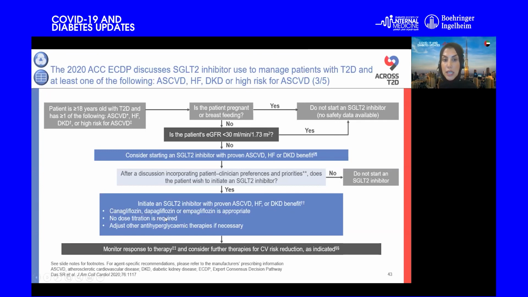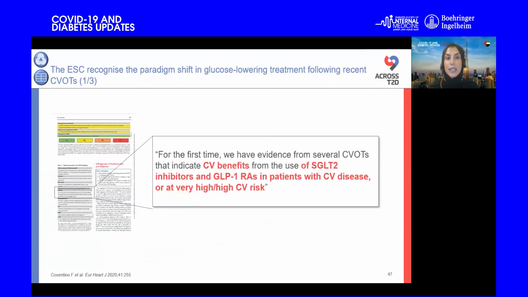No dose titration is required, and in case any further adjustment of the A1C is needed, adjust other anti-hyperglycemic therapy. When it comes to the ESC, they did recognize the paradigm shift, and for the first time, we have evidence from several cardiovascular outcome trials that indicates the cardiovascular benefits from the use of SGLT2 inhibitors and GLP-1 receptor agonists in patients with cardiovascular disease or at very high cardiovascular risk.